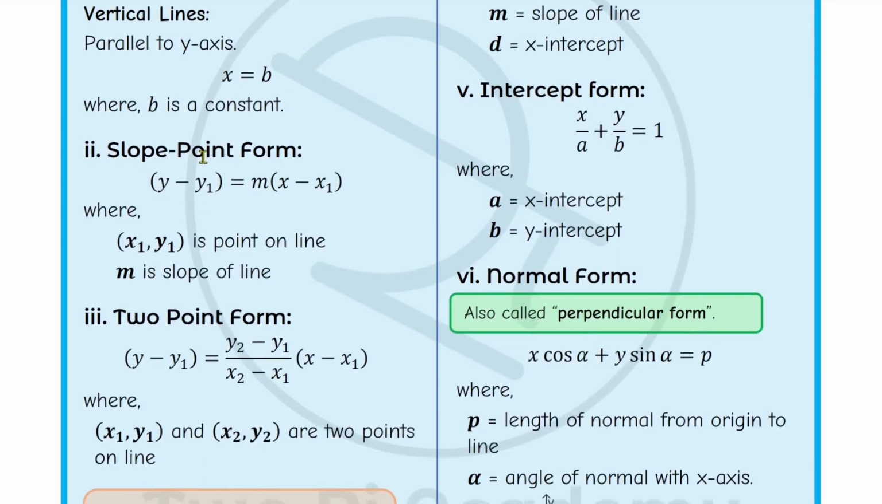And then we have the slope point form. This is nothing but y minus y1 is equal to m into x minus x1, where m is the slope of the line, and x1 comma y1 is a point on the line. It can be any point on the line.